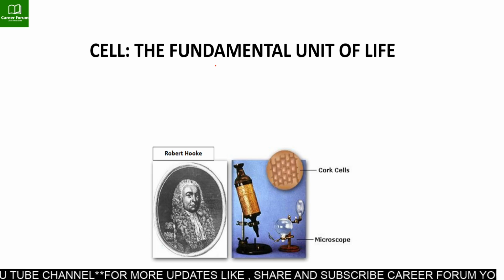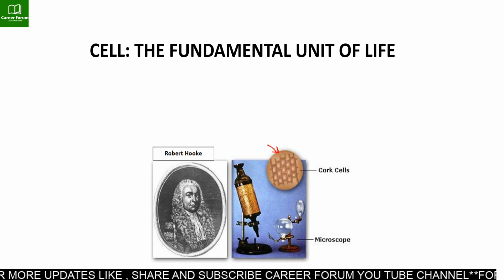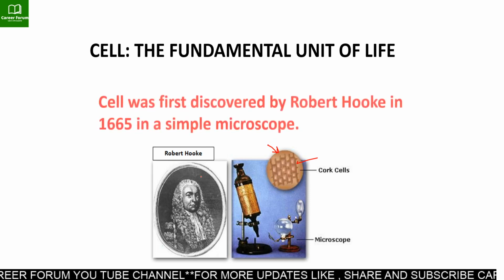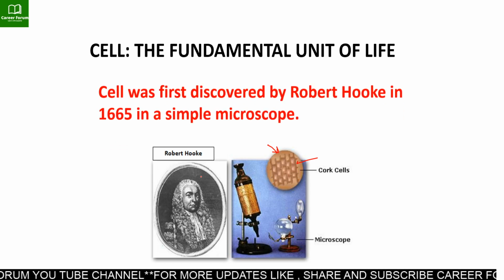When he looked at a thin slice of cork under his microscope, he was surprised to see honeycomb-like structures, as I have shown you here. Those structures look like compartments, and hence he called them cells, and this is how the cell was discovered. It was a very significant discovery, and for the first time we all came to know about the term cell which exists in a body or in a part.